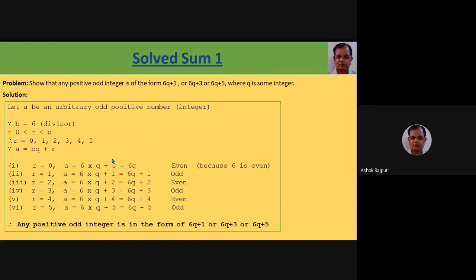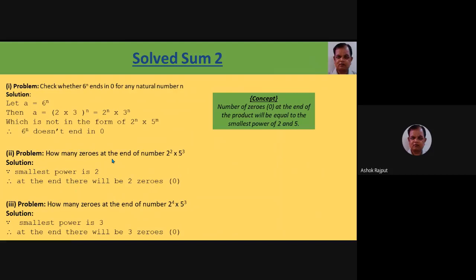Now we go to the next question, question number 2. The concept of this question is that the number of zeros at the end of the product equals the smaller power of 2 and 5. First we convert into the factors 2 and 5 and check whose power is smaller. Once we have decided, we can find how many zeros we will get in the product of the given numbers. Such a problem is given here.